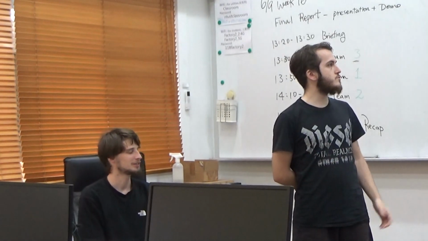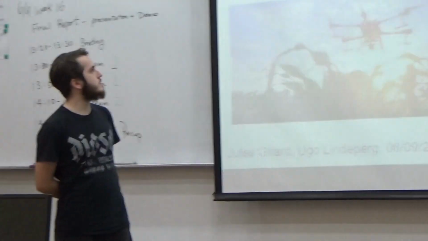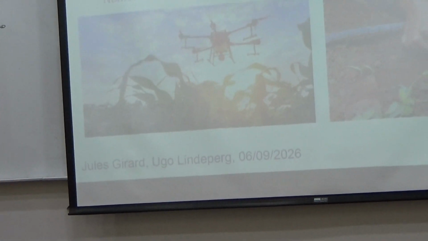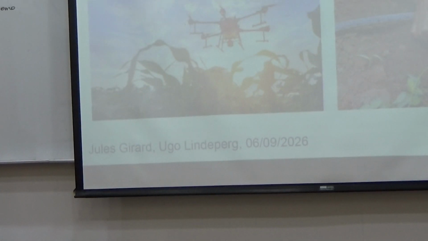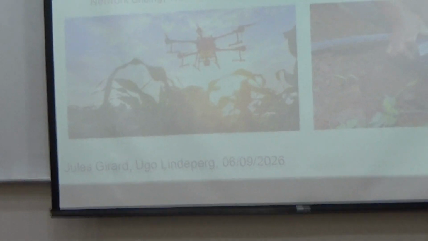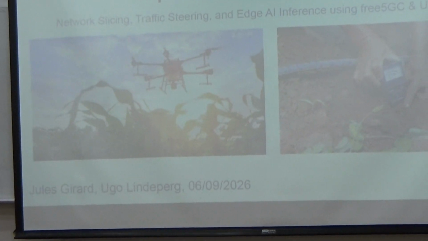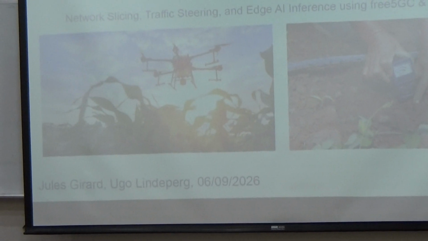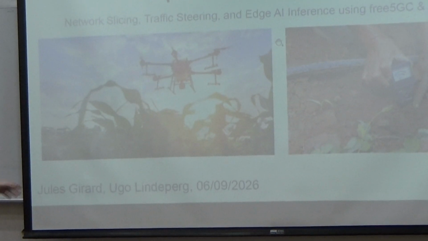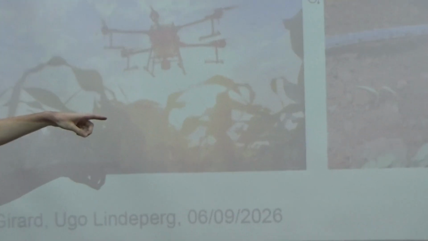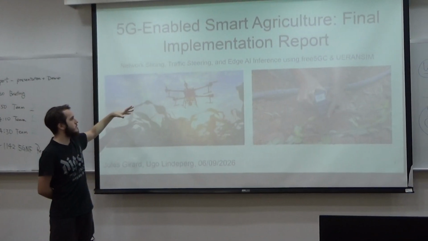Hugo. Okay, so hello, I am Hugo. I'm from a university in France, and there is Jules from the same university in France. So today we are going to present you the smart agriculture project. This project is to make farm agriculture more automated by using 5G, because we use drones and sensors, so we need 5G to connect all of them.